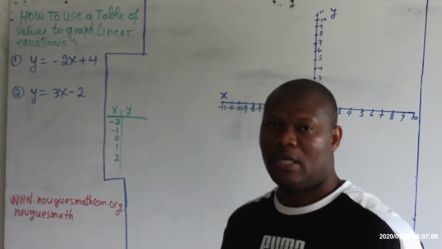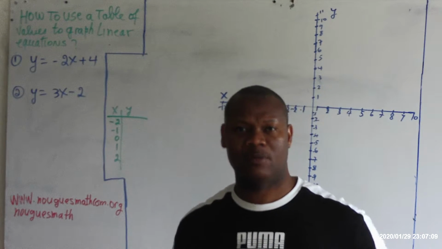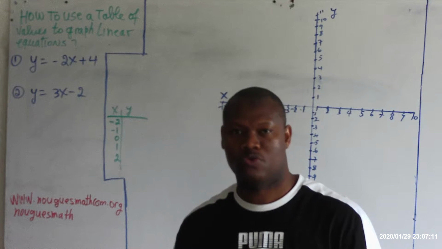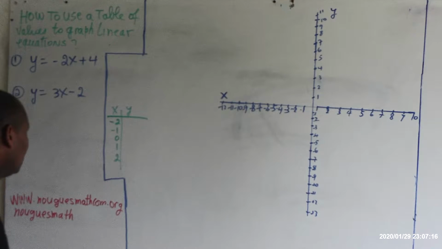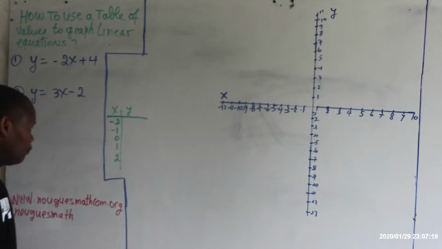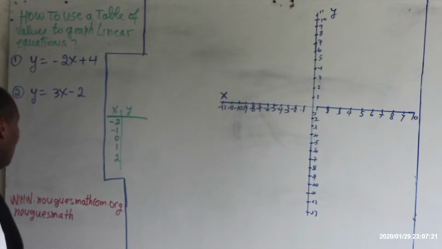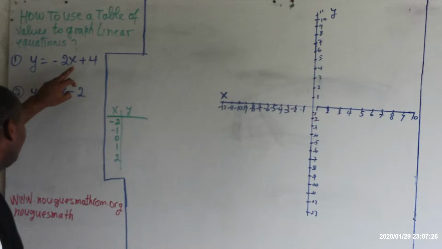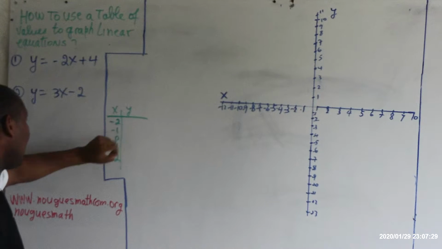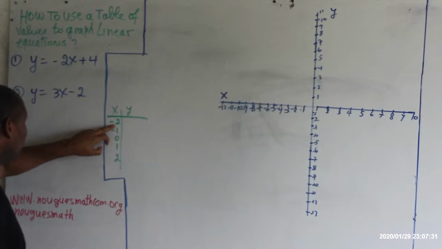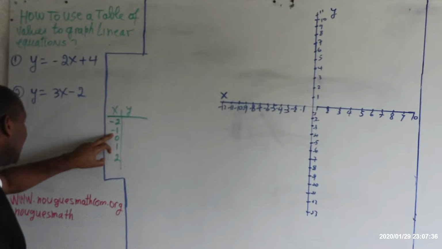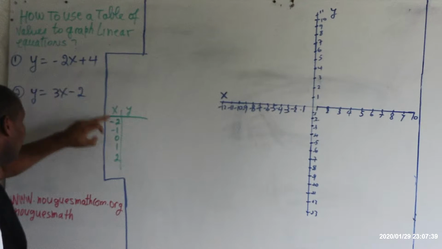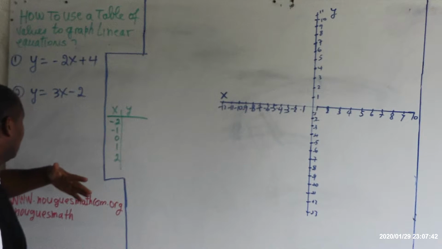Good afternoon. In this video, I'm going to teach you how to use a table of values to graph a linear equation. For example, we have -2, -1, 0, 1, and 2. So they are all x's. So I will replace each x in the function so that I can have y. So when I replace -2 in this function, I will have a y. When I replace -1 in this function, I will have another y, and so on.